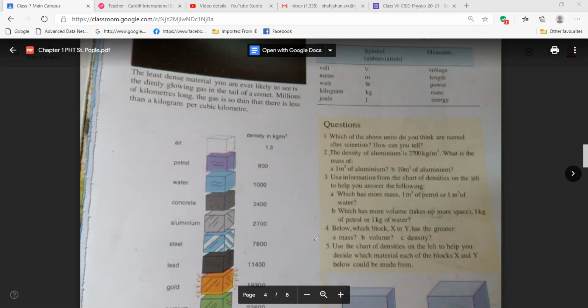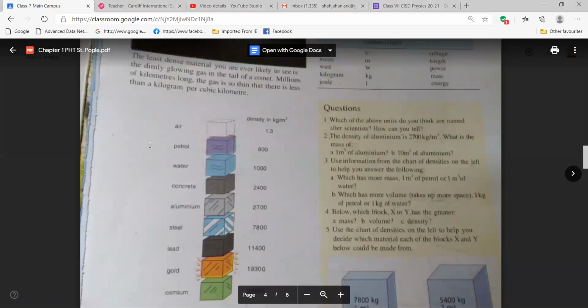Can you read question 3, Tahmid? Read it loudly so that everyone can get it. Use the information from the chart of densities on the left to help you answer the following. Which has more mass, the 1 meter cube of petrol or 1 meter cube of water?